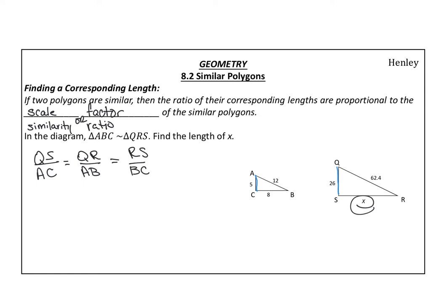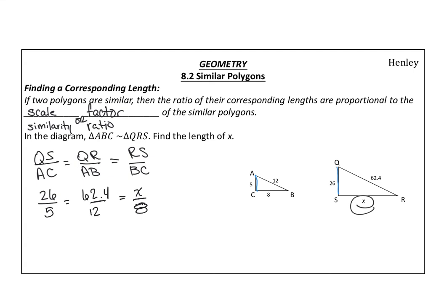Now we have to look at those numbers and fill those numbers in. So QS is 26. AC is 5. QR is 62.4. And AB is 12. And then finally, RS is x. And BC is 8.